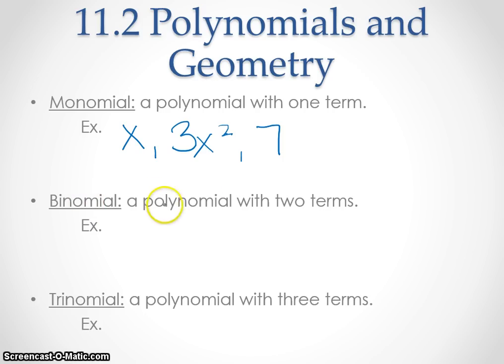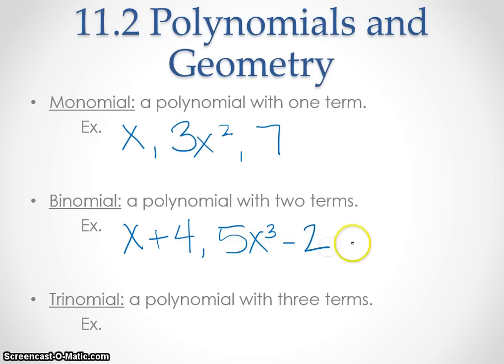A binomial would be a polynomial with two terms. So for example, you could have x plus 4 as a binomial. You could have 5x to the third power minus 2. Each of these has two terms separated by a plus or a minus sign. So that's how we know it's a binomial.